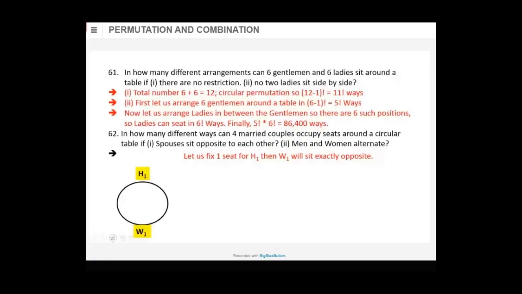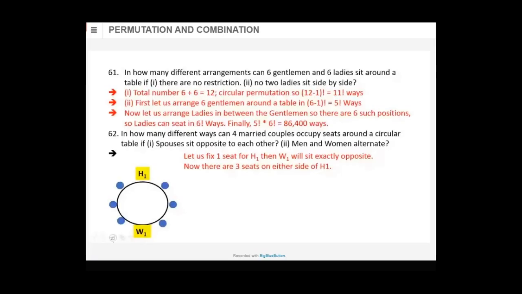Now there are 3 seats on either side of H1. See here I am showing with blue colors. First they are sitting. Now total 4 couples are there, so 3 plus 3. Total 8. 4 married couples means 8. Out of 8, 2 are fixed. So now remaining are 6. Now how many seats are there? Available seats now, one is occupied already. So available seats are 6.